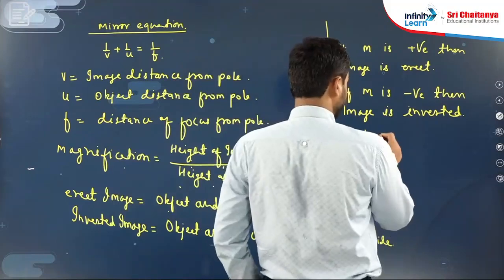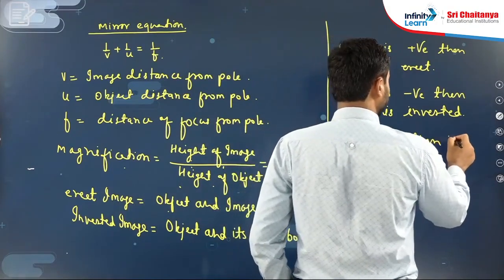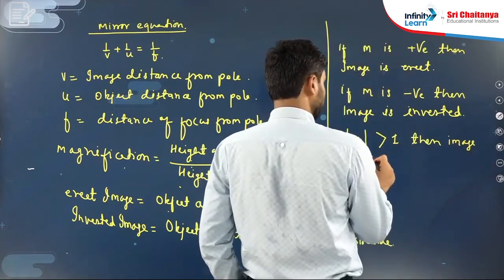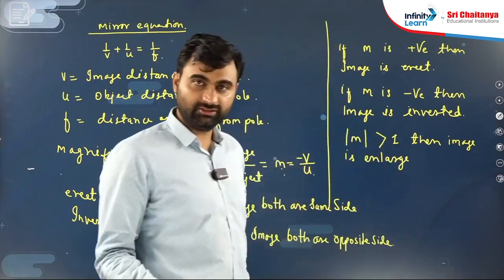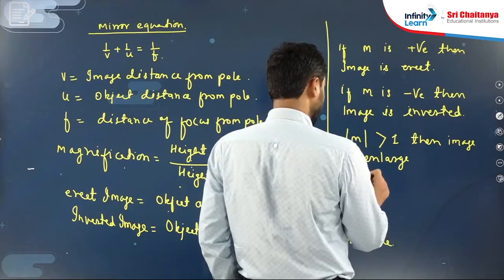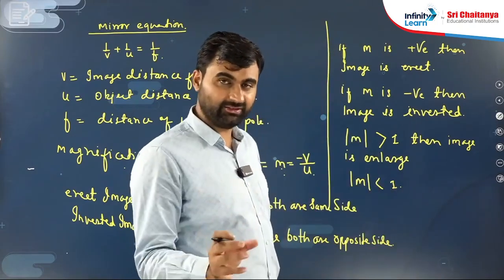If mod M is greater than 1, then the image is enlarged. Enlarged means the image size is more than the object. Okay. Mod M less than 1 means the image size is less than the object.